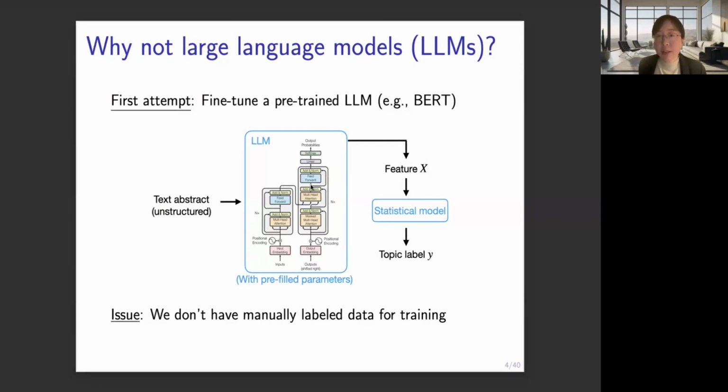Then we can couple it with another statistical model for a prediction task. For this part, we have some pre-trained parameters, but in the fine-tuning process, we retrain all the parameters in this model. As you can see, if I want to use the fine-tuning approach, I must have some training labels Y. But unfortunately, the problem I posed here is an unsupervised learning problem. I don't have already-labeled text abstracts of topics, so I cannot do this.